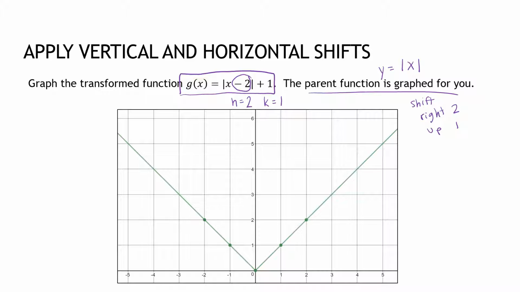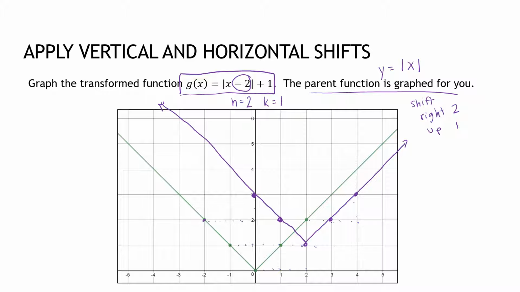So this point is going to become this point. This point went right 2, up 1. This point went right 2, up 1. This point went right 2, up 1, right 2, up 1, and right 2, up 1. So my new function looks something like this. So that's how we do it when we're just given a graph and we don't have the table.